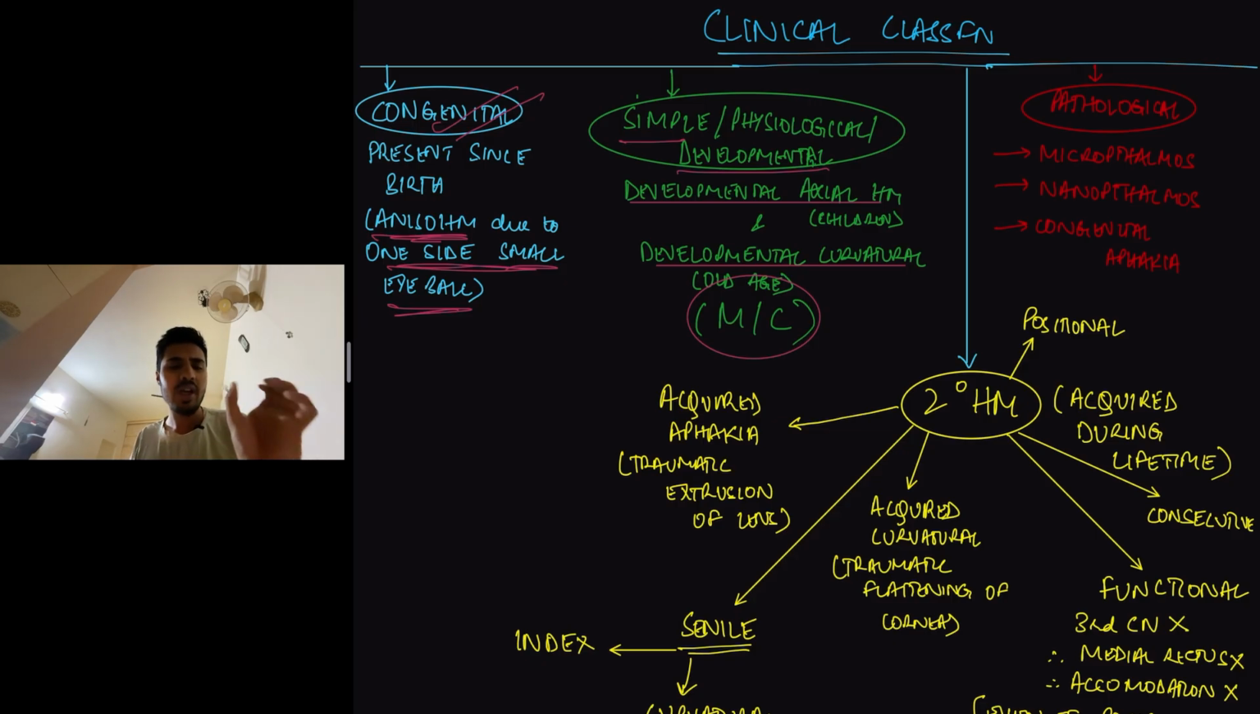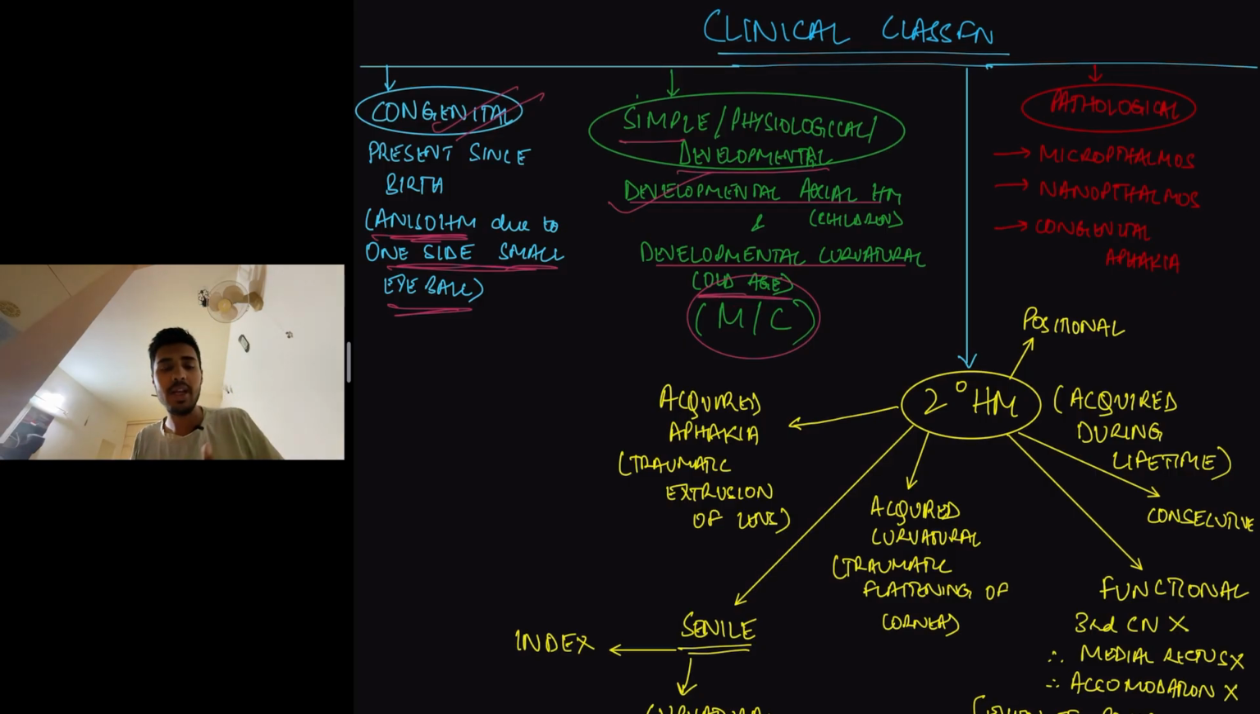So let's say during development, the axial length of the eyeball is a bit lesser than 24 mm. So what happens now? There is axial hypermetropia. This is developmental axial hypermetropia. Gradually it comes along. This is a very, very common type. Similarly, developmental curvatural hypermetropia in old age.